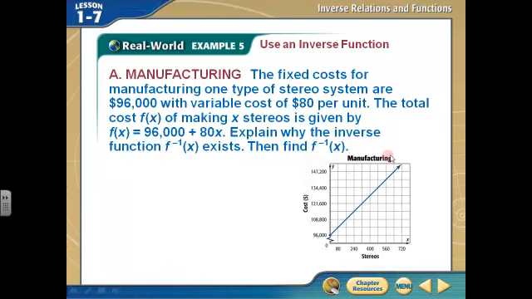So immediately here's your graph. It passes the horizontal line test. So explain why the inverse function exists: it passes the horizontal line test.